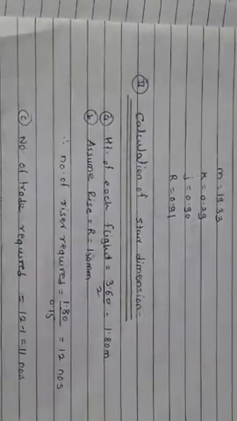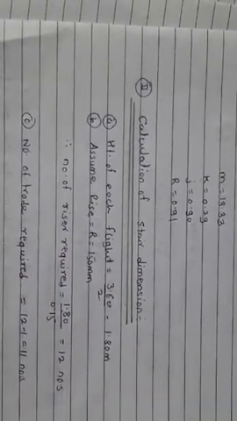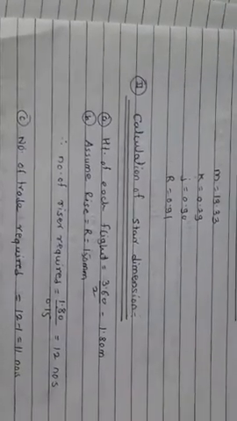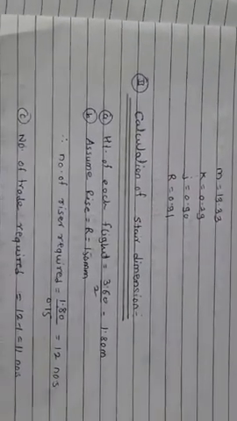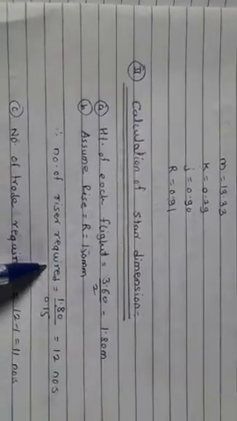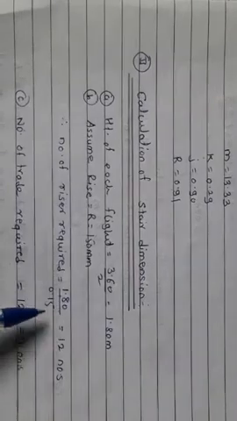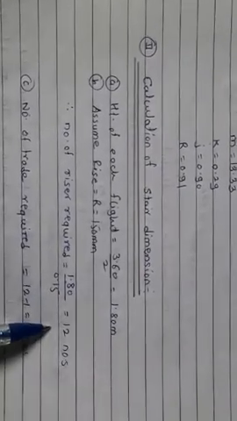Then here the building will be a public building. So generally the size of the riser varies from 150 mm to 170 mm. So here we are assuming the size of the riser as 150 mm. So number of risers required for each flight is equal to height of each flight divided by size of the riser. So 1.80 divided by 0.15. So we are getting 12 number of risers.